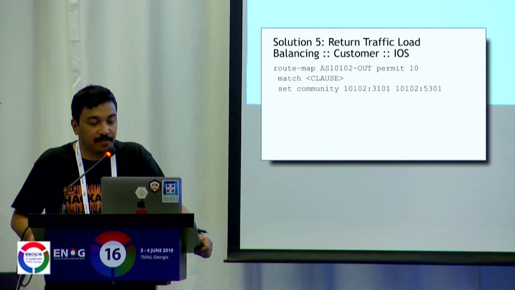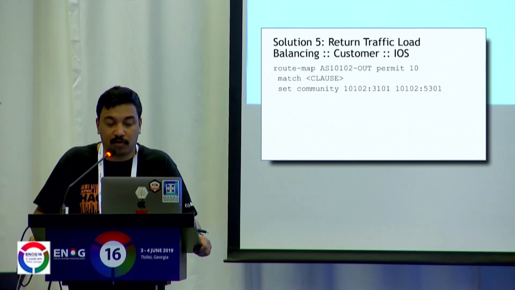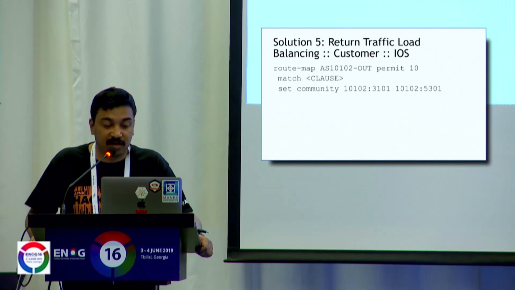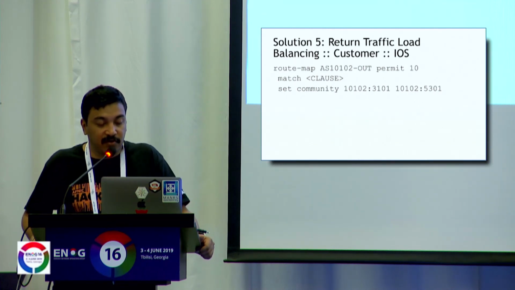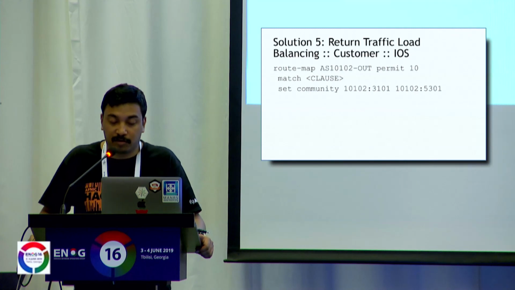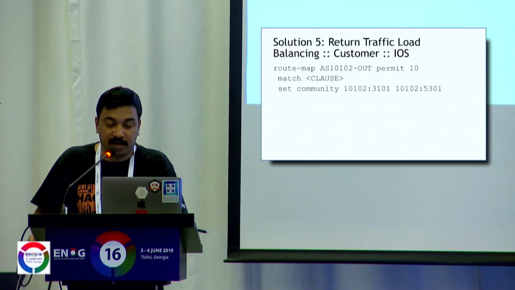So how is the client going to control their outgoing BGP advertisement through 10102's upstream provider? They are going to use a match clause for some of their prefixes. Then they are going to set the community 3101 and 5301. 3101 defines that we have to path prepend 10102 thrice in the Asia Pacific region, for 01, that is AS6453. And 5301 means we are going to drop all those prefixes, not advertising them towards the European region in 6453 or Tata Communications.